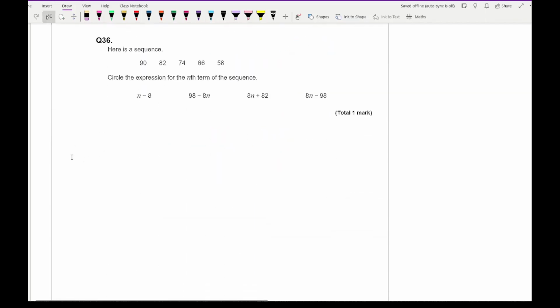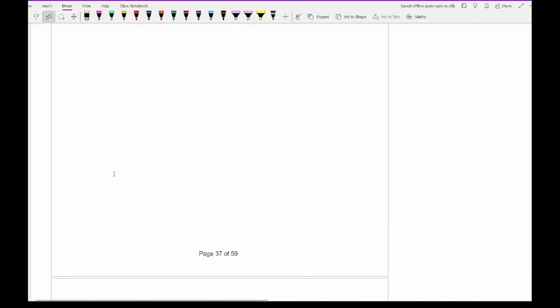And with question 36, it says here is a sequence, and it says circle the expression for the nth term. So you can see there that I'm taking away 8. And what do I have to do to get from minus 8 to 90? Well, I need to add 98. So I'm looking for this formula, which I can't see. But if I swap these two things around, I end up with 98 minus 8n, which is our second option.